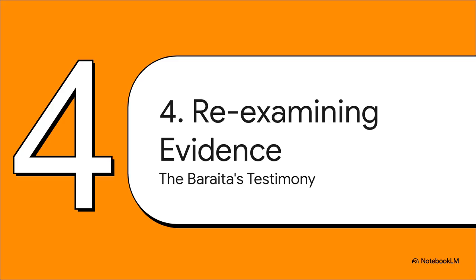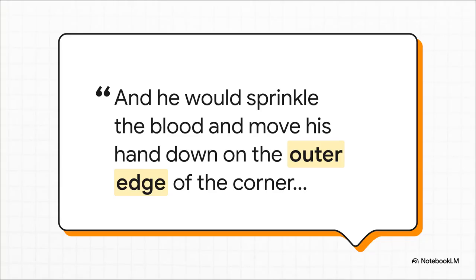This is going to settle the argument for good. And here it is, the smoking gun, the key line. This text says, clear as day, that the priest puts the blood on the outer edge of the corner. I mean, that seems like a total slam dunk for the precision side, right? It just flat out contradicts the idea that anywhere within a cubit is fine.